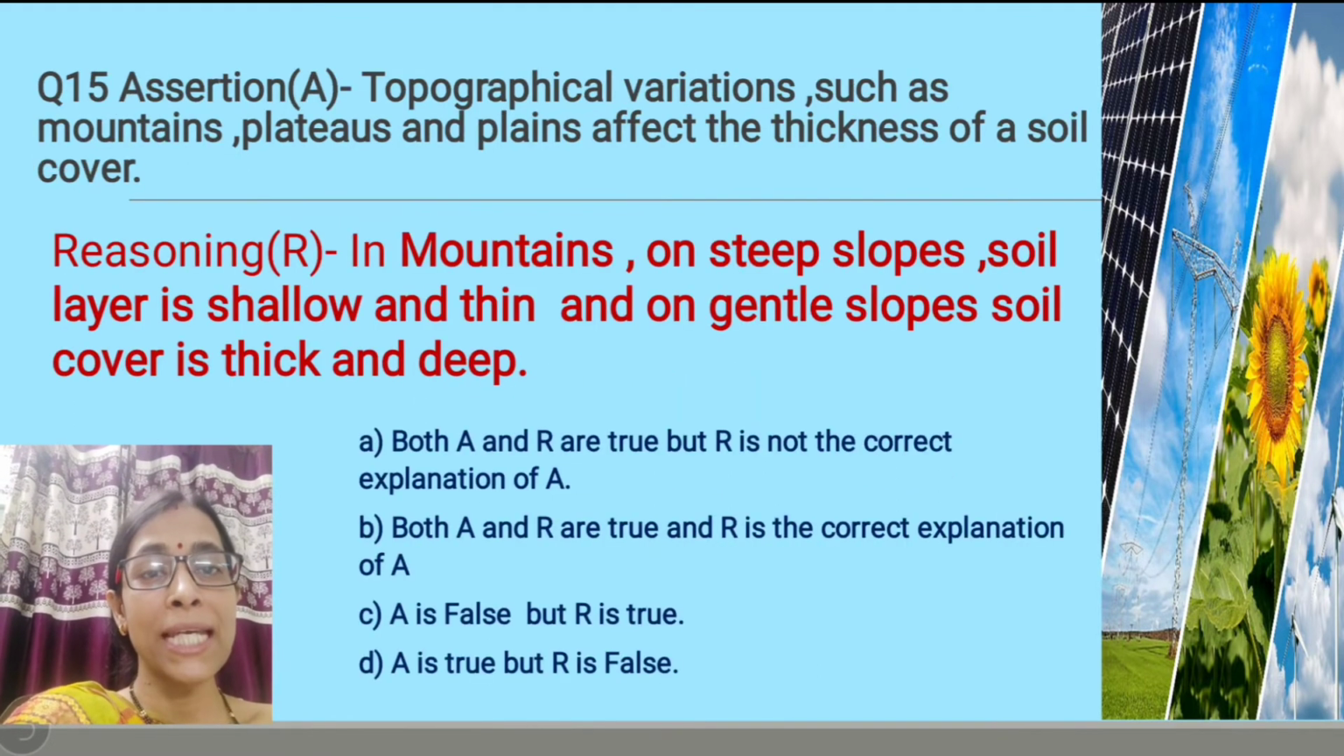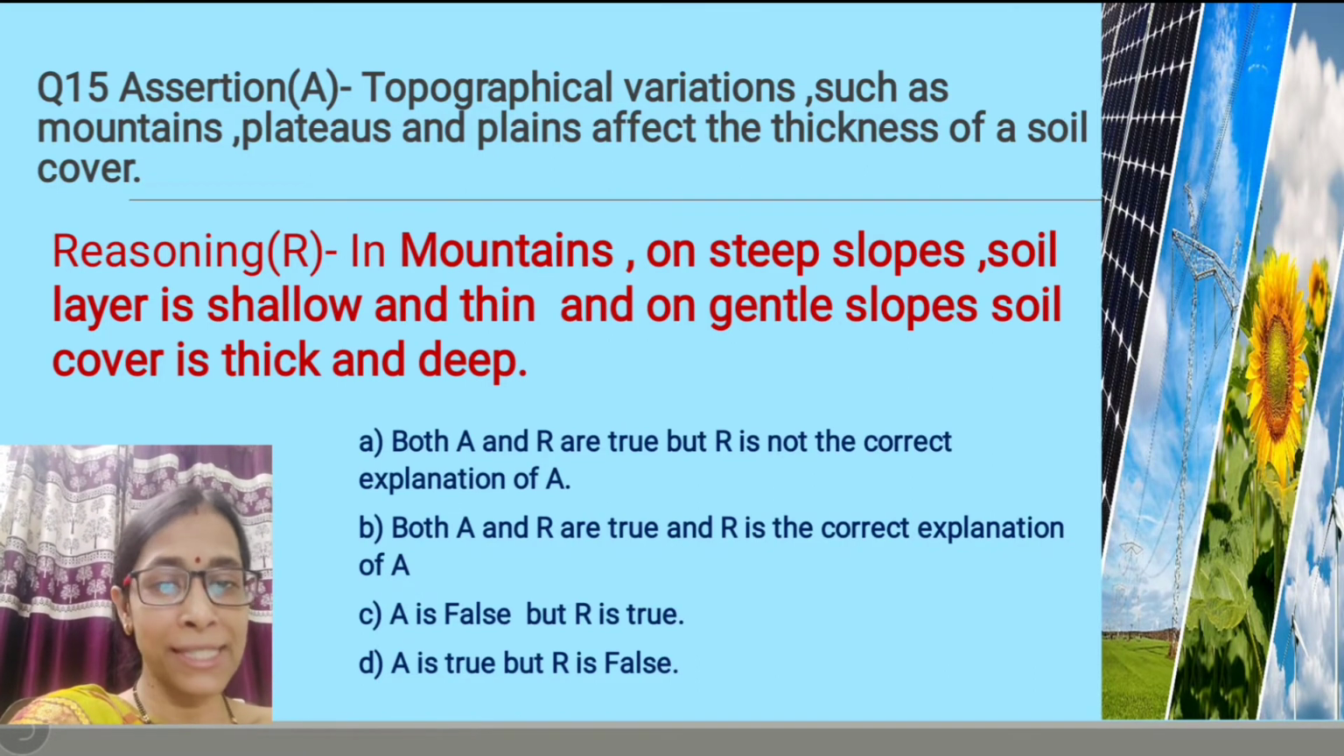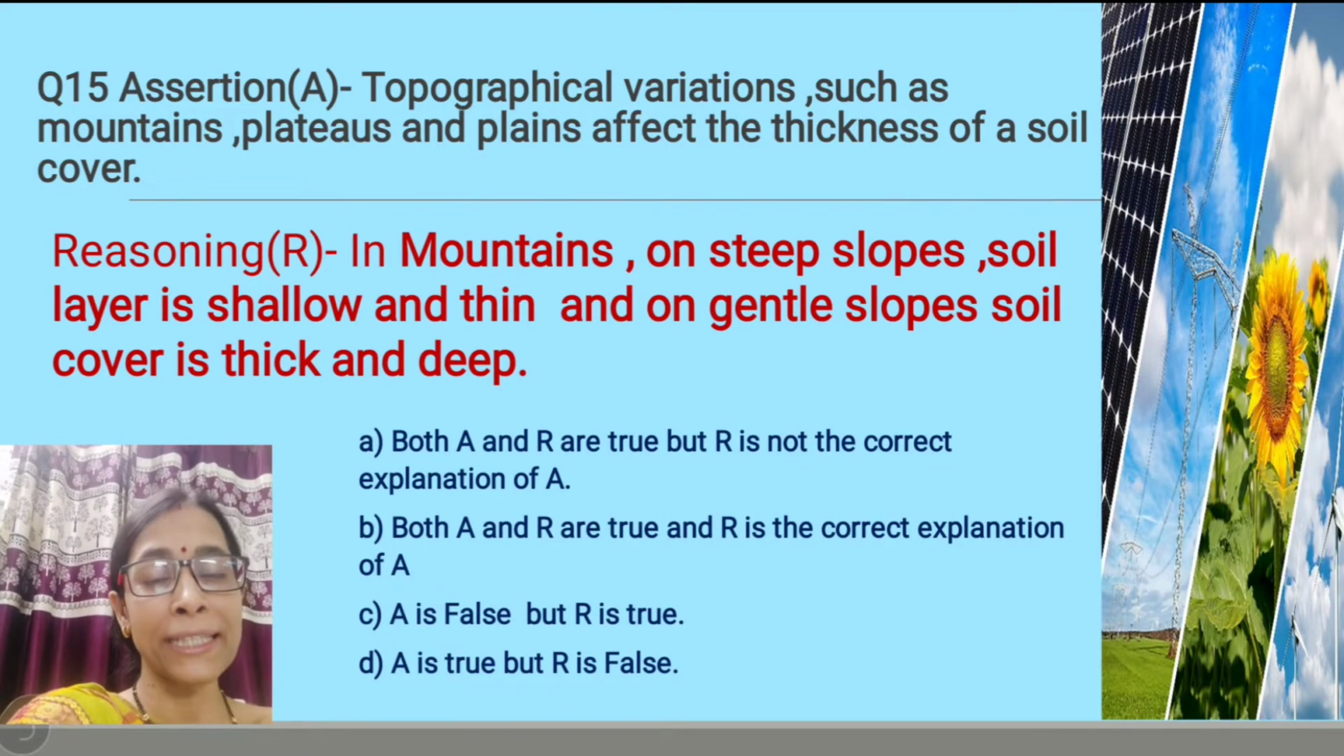Question number 15. Assertion is here: topographical variations such as mountains, plateaus and plains affect the thickness of a soil cover. Here topographical variation means relief features that definitely vary from place to place, and depending on the type of landform or relief features, the thickness of the soil varies. Option A is very correct.